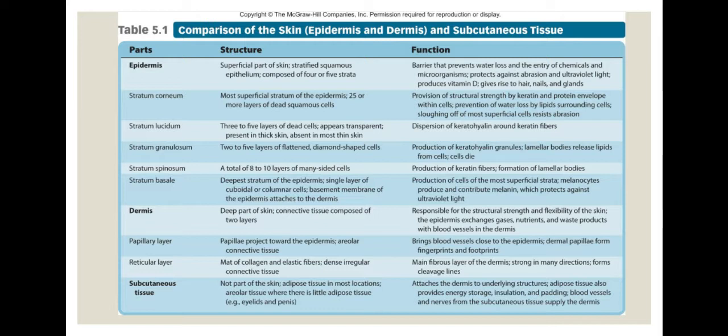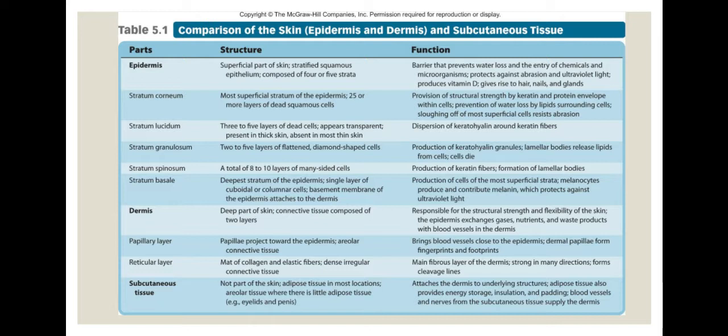Then you've got the stratum granulosum. It's called that because it looks like there are these little granules of keratin. That's a protein. And it's like 2 to 5-ish layers thick. This is also the layer in which the cells that were living are going to die. So the top 3-ish layers of your skin are dead cells.